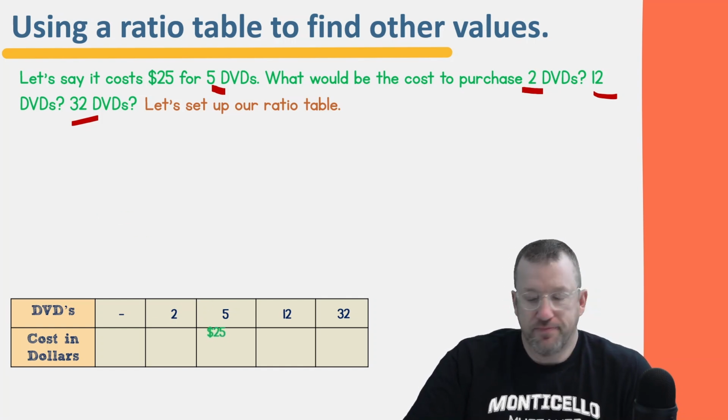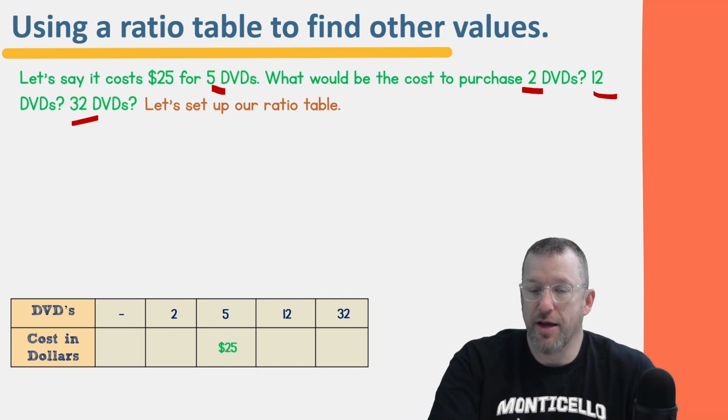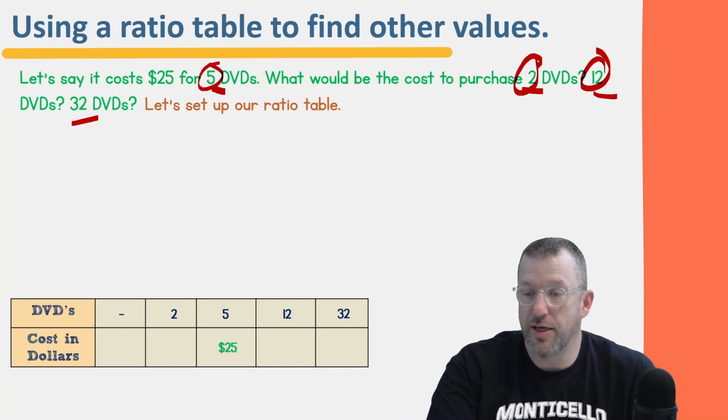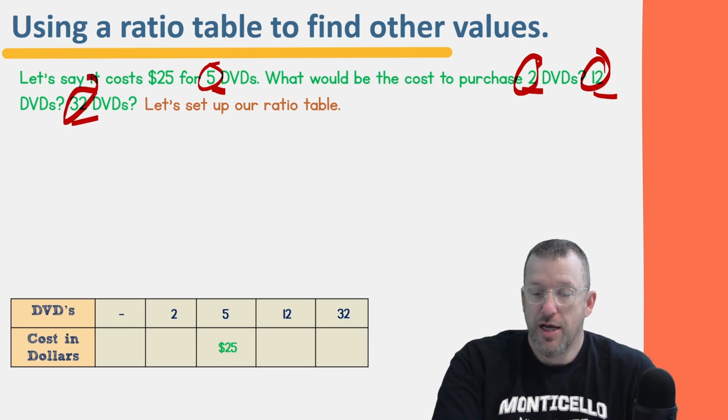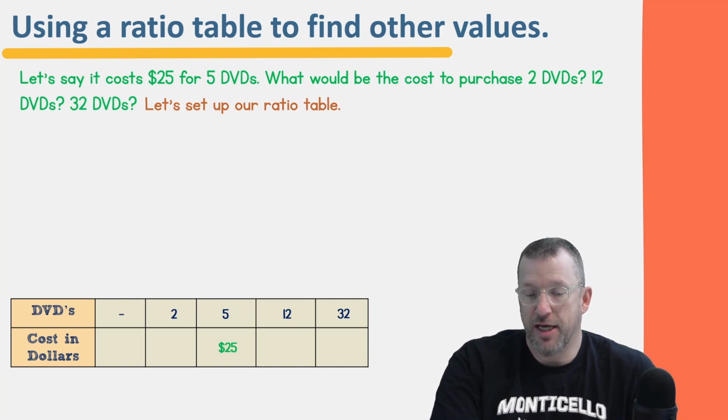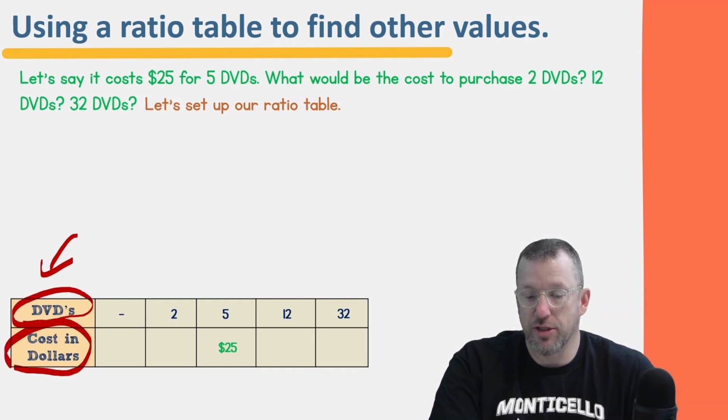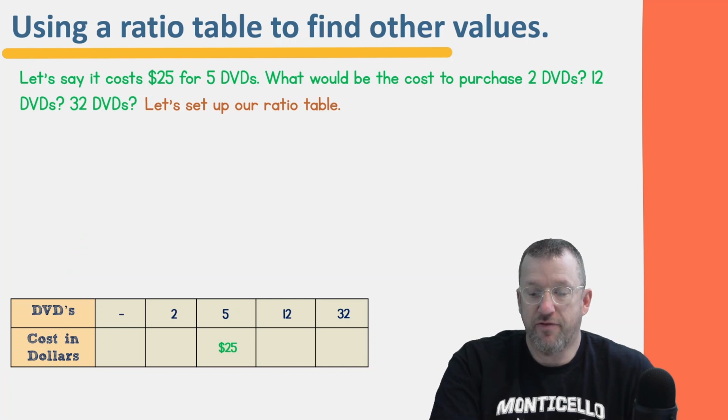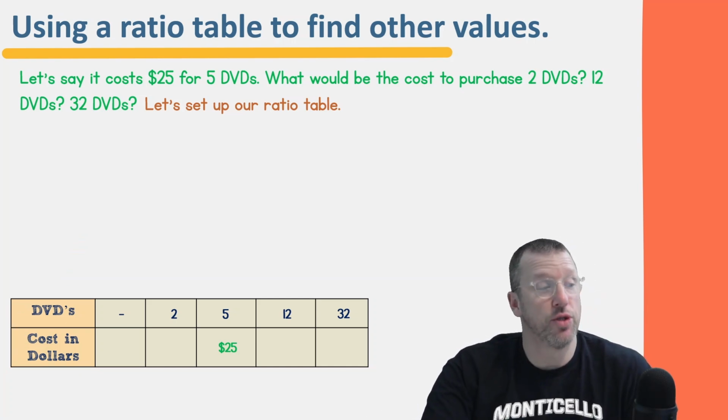All right, so what we do is you fill out on the top the numbers that you need. Like I need to know what 5 DVDs cost. I need to know what 2. I need to know what 12. I need to know what 32. I label the side of my table over here. I make sure I label it. The top row is DVDs, and the next row is the cost in dollars. Okay, and then I fill in all the information I know. That's the most important thing to figure out. This is the initial ratio.